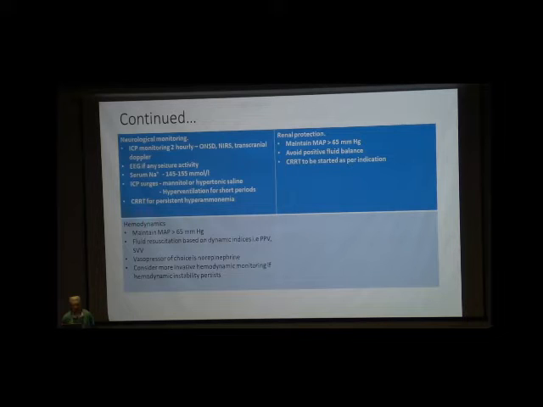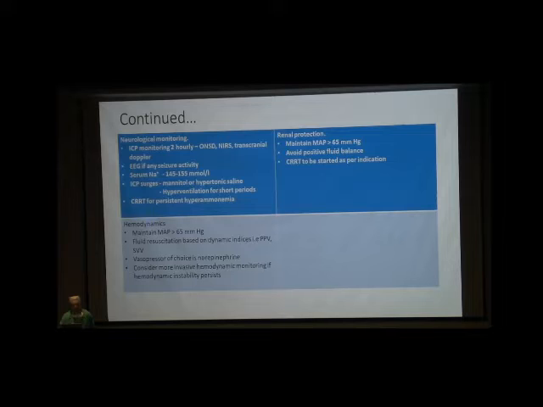ICP surges have to be managed with bolus doses of mannitol or hypertonic saline. Hyperventilation for a short period should always be used as a last resort. CRRT may be considered if there is persistent hyperammonemia. Renal protection should be done in the form of maintaining a good MAP of more than 65 mmHg and avoiding a positive fluid balance.